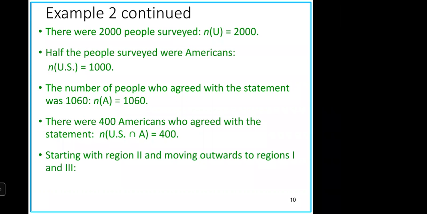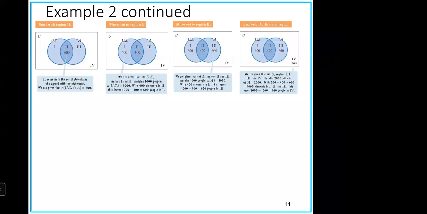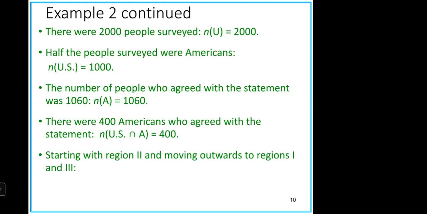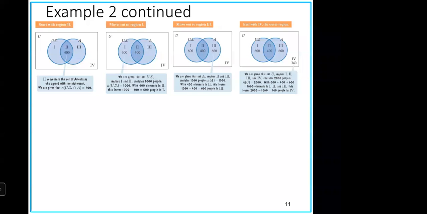So now it says you're going to start with the innermost region and move outwards. Of course, the innermost region in our diagram is region 2. So you see the step by step. So the first diagram, they fill out this 400 because those are the persons who are Americans who agree with the statement. So this circle here represents Americans, and this other circle represents those who agree. So the Americans who agree is equal to 400.